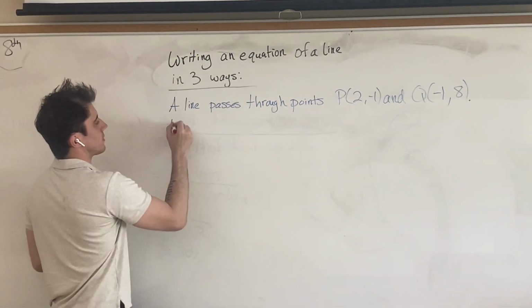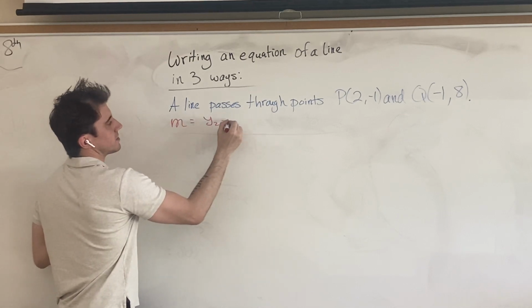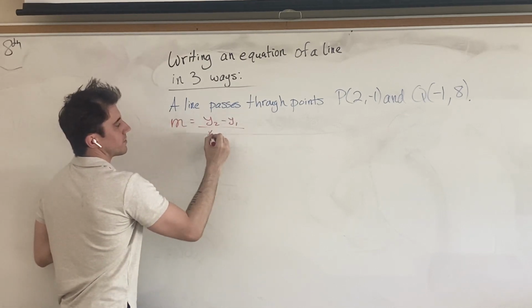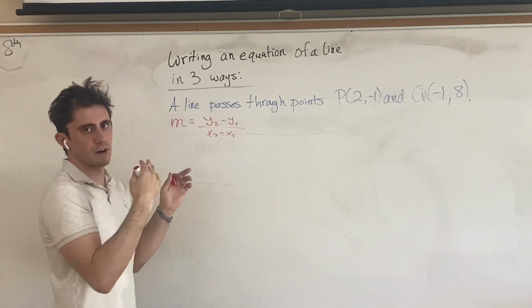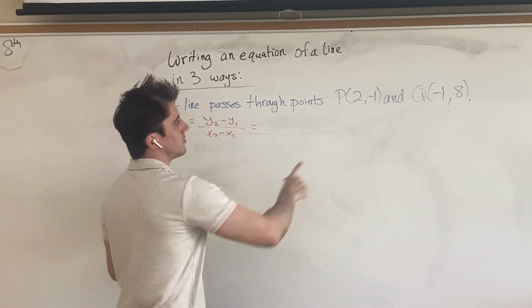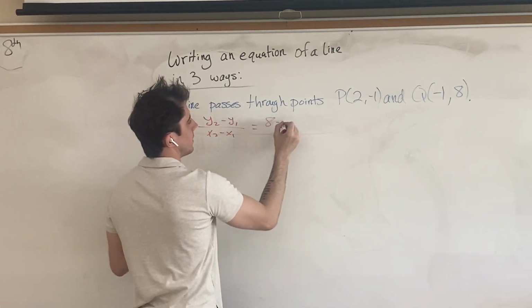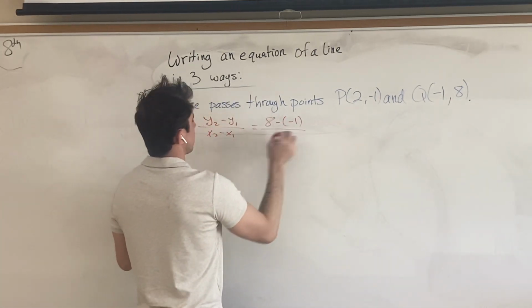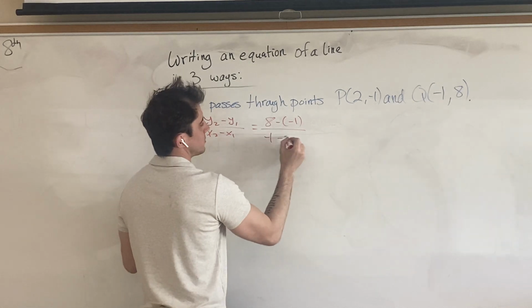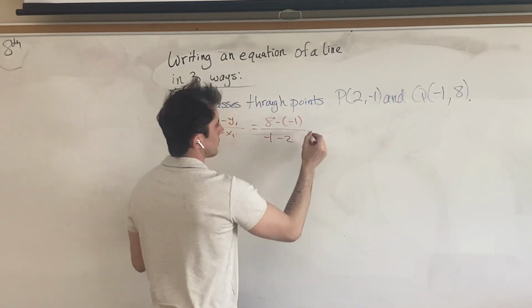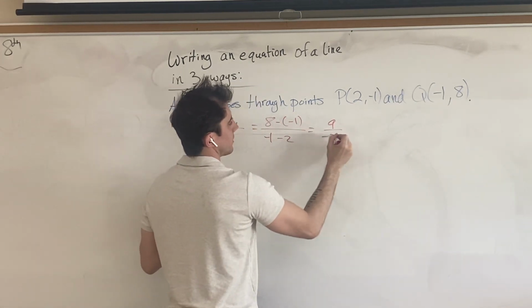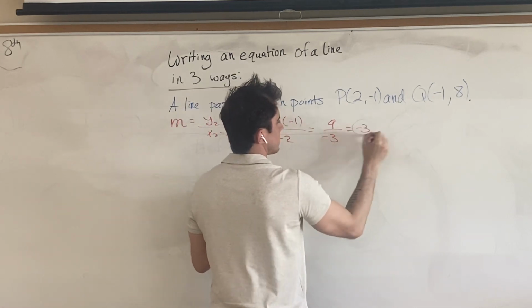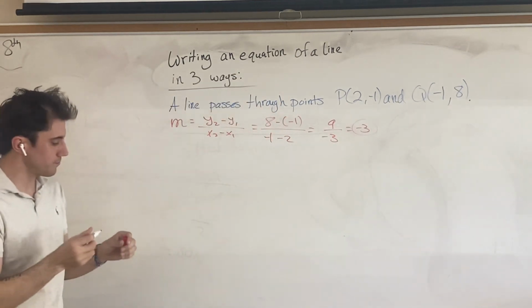Right, so let's find the slope m, which we know is the difference in y over the difference in x, or rise over our run. And so we can say 8 minus -1, the difference in the y coordinates, over -1 minus 2, the difference in the x coordinates, and that is 9 over -3, or if you'd rather, simply -3, so that's our slope.